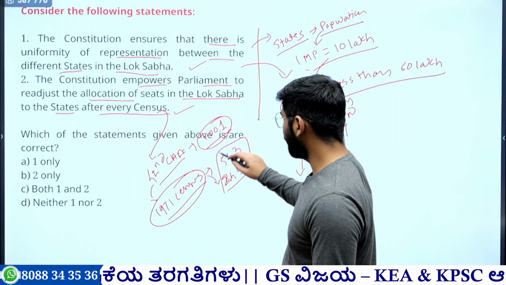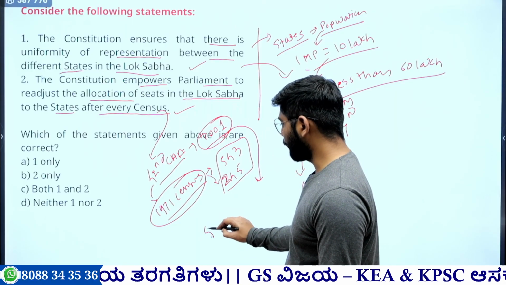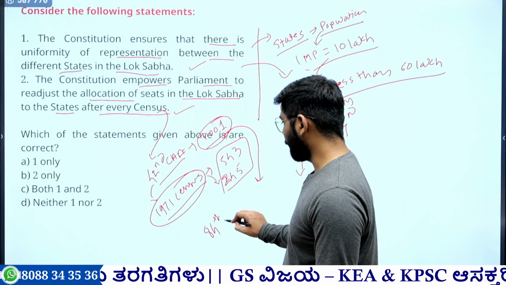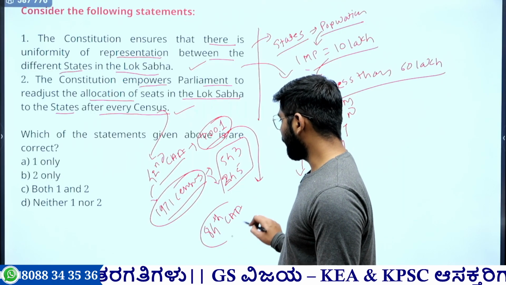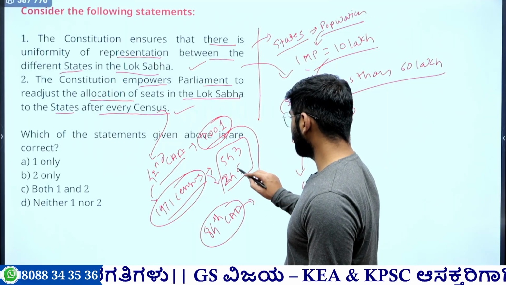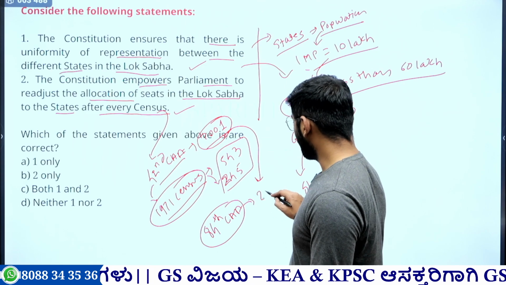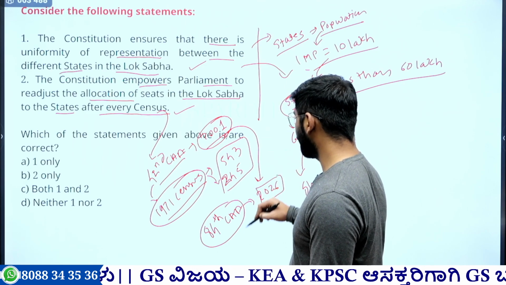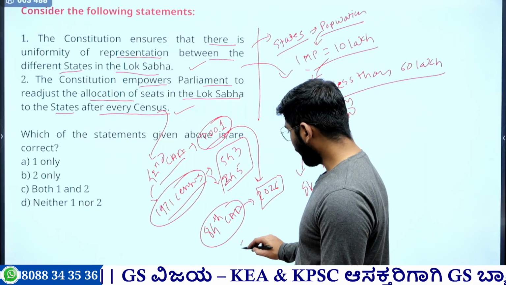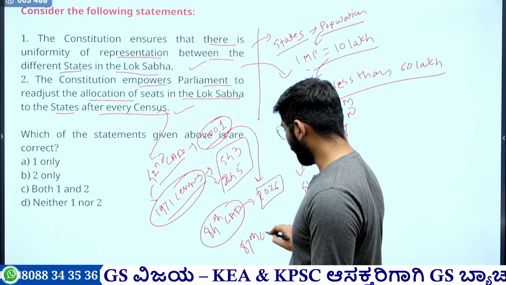But after 2001 one more amendment came, the 84th constitutional amendment. It again refroze the seats, 543 and 245, till 2026. So the seats will be frozen. But again an act came, the 97th constitutional amendment.